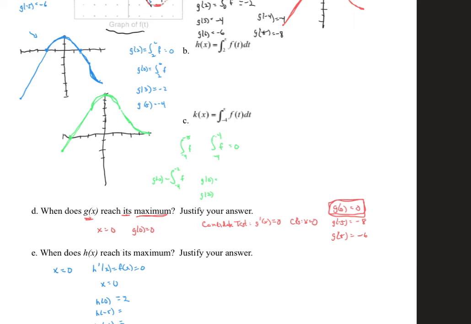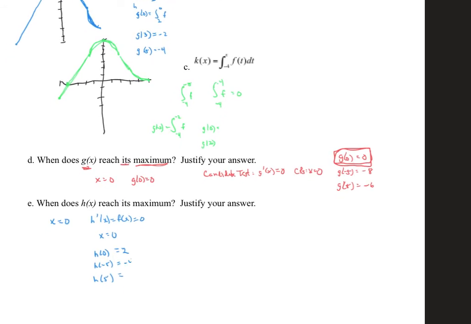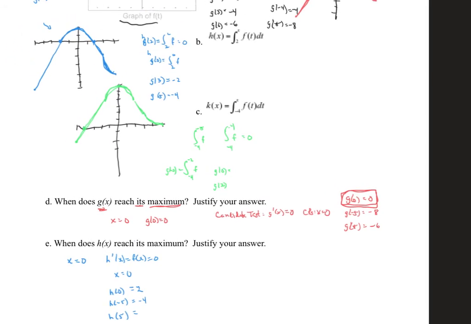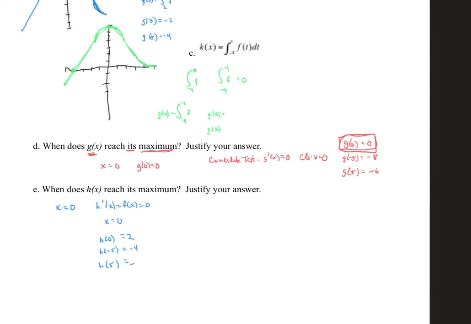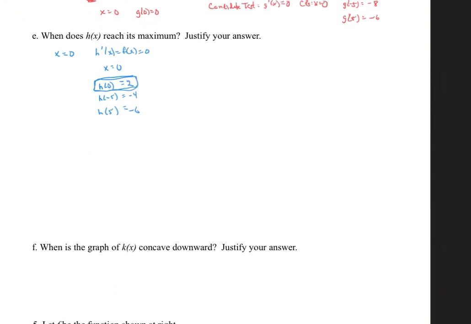I think I called them g's, but I think these were actually h's. So h of 5, I think, was -4. And I think h of -5 was 1, 2, 3, 4, was -6. So we can see this is our justification for having the maximum at 2, and that maximum is 2. It happens at 0. Okay.